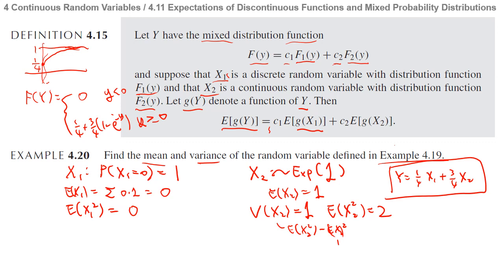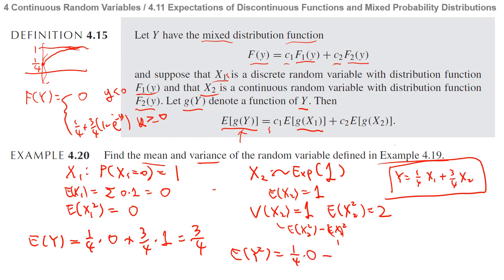Okay, and with the definition here, we want to find the mean and variance of the random variable defined in Example 4.19. So we want to find the expected value of Y, which is 1 over 4 times the expected value of X1, which is 0, plus 3 over 4 times the expected value of X2, which is 1. So this is 3 over 4. And to get the variance, first we calculate the expected value of Y squared, which is 1 over 4 times 0 plus 3 over 4 times the expected value of X2 squared, which is 2. And so this is 6 over 4, which is 3 over 2.